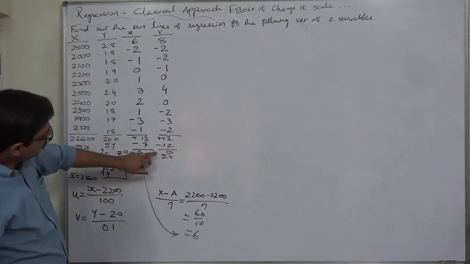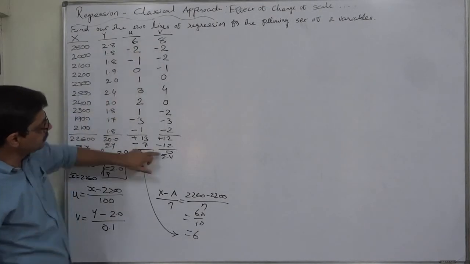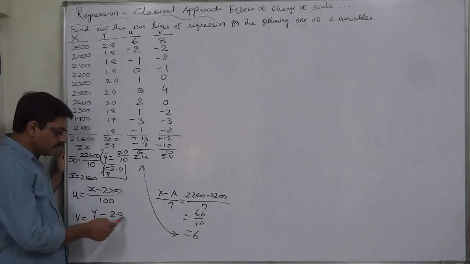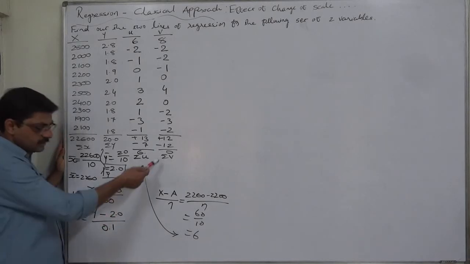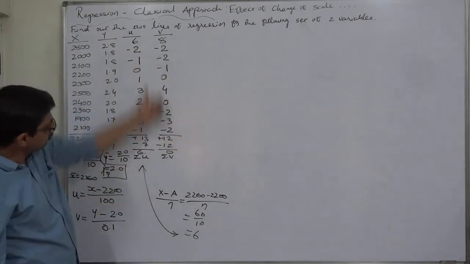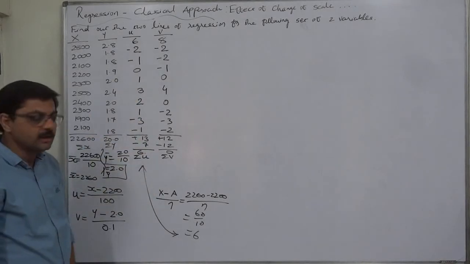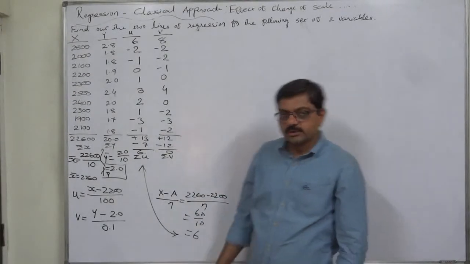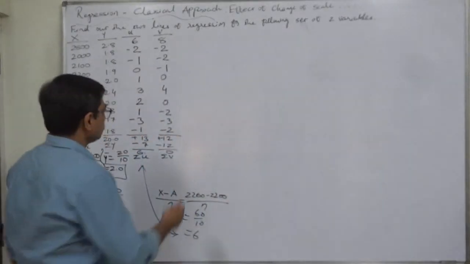Now, summation of deviations taken from actual mean is always 0. See, we have taken the assumed mean exactly equal to the actual mean. So, summation must be 0, and it is. That means this column is correct. This column is also correct. So, now the possibility of error in all the remaining columns is minimum.